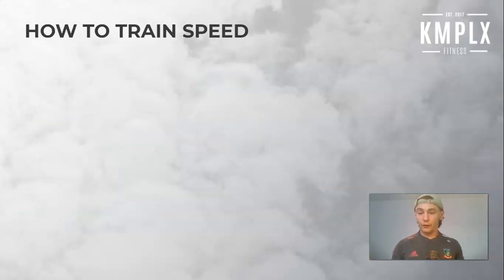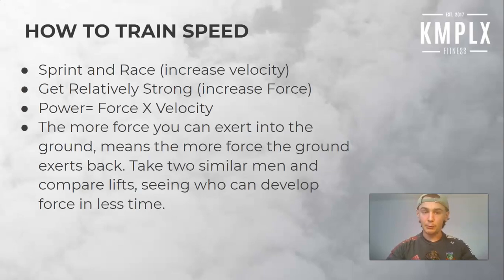So first, before I go into agility, we may as well talk about how to train speed. I've gone over this before, but I'm going to go over it again. Sprint and race, increase your velocity. There are three points in there. The first is, if you want to get faster, you're going to have to run faster. So you're going to have to practice running fast. So sprint is number one.